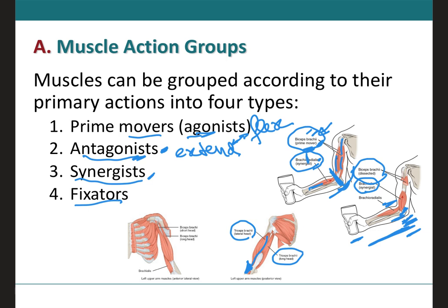We can actually say that the fixators are going to fix a body part in a specific position, and there are two muscles that are acting, always by performing opposite movements.